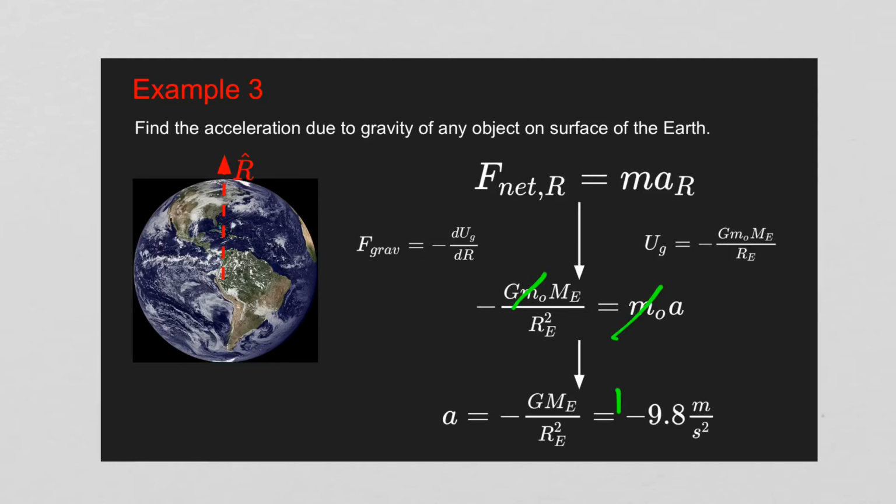You plug in your numbers, you can look them up for the mass of the Earth and r squared, and you get the acceleration of this object is 9.8 meters per second squared, where this negative just means toward the center of the Earth, because I assumed away from the center is positive. Because if I move away from the center, I am increasing my gravitational potential energy.